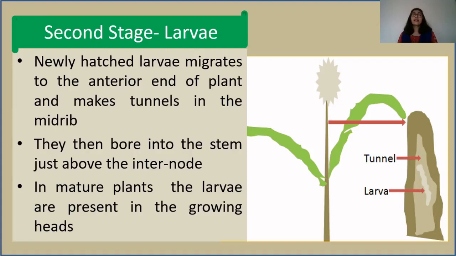The second stage is the larval stage. The newly hatched larvae migrate to the anterior part of the plant and make a tunnel in the midrib. They then bore into the stem just above the internode. In mature plants, the larvae are present in the growing heads. So here in the figure you can see a jawar plant, and beside that a diagrammatic sketch of the tunnel that has been made by the larvae in the anterior part of the stem.